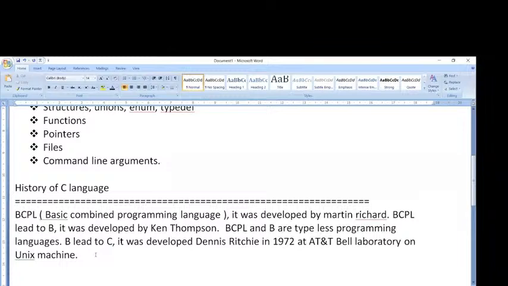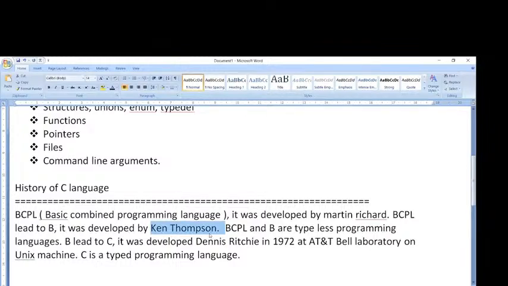It is the history of C language. There is one popular high-level programming language, that is BCPL. BCPL means Basic Combined Programming Language. It was developed by Martin Richard. From BCPL, a new programming language was developed and it was named B. It was developed by Ken Thompson.